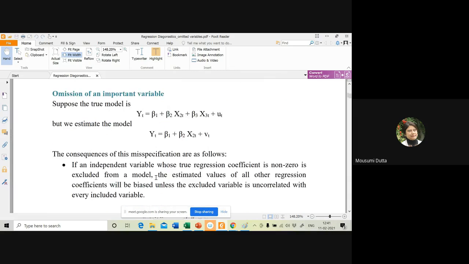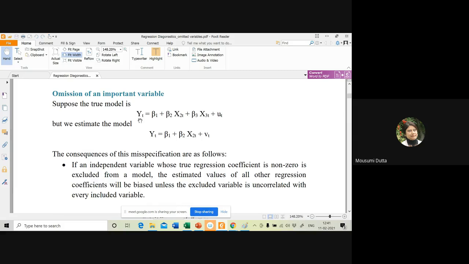Okay, so let's start with the omission of an important variable. To understand the context, we are starting with a very simple model. Yt is equal to beta 1 plus beta 2 x2t plus beta 3 x3t plus ut. This is the true model. However, we are estimating the relation using a single explanatory variable x2t, say.